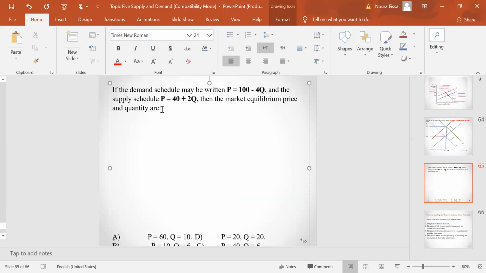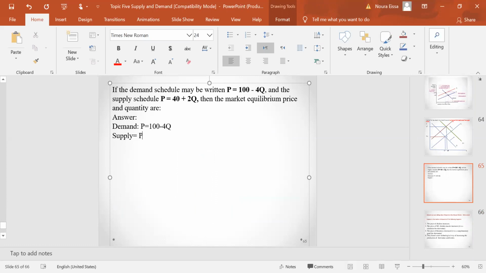Let's go back to the question. I have the equation for demand. Let's write our answer. Demand: P equals 100 minus 4Q. Supply: P equals 40 plus 2Q. They want me to get equilibrium price and equilibrium quantity. I know that at equilibrium, demand is equal to supply, right? Which means if I equate these two equations, 100 minus 4Q equals 40 plus 2Q, because the equilibrium price is the same for demand and supply.